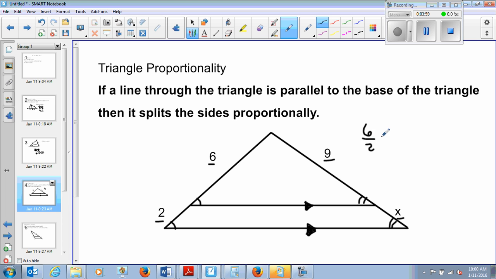6 is to 2 as 9 is to x. Cross multiply. 6 times x is 6x. 9 times 2 is 18. And 18 divided by 6, x ends up equaling 3.